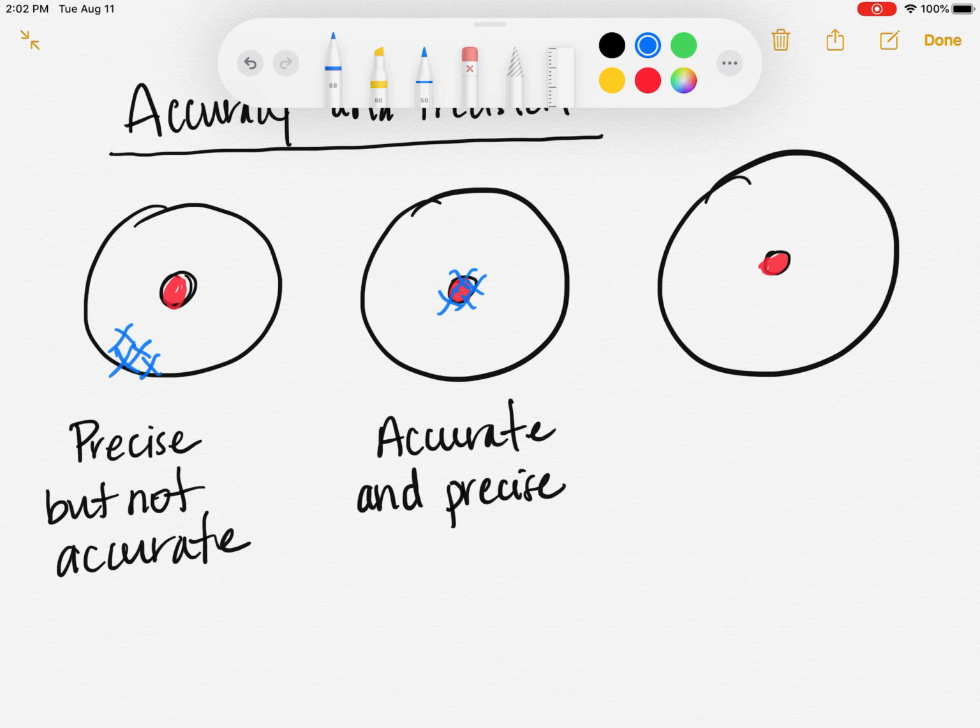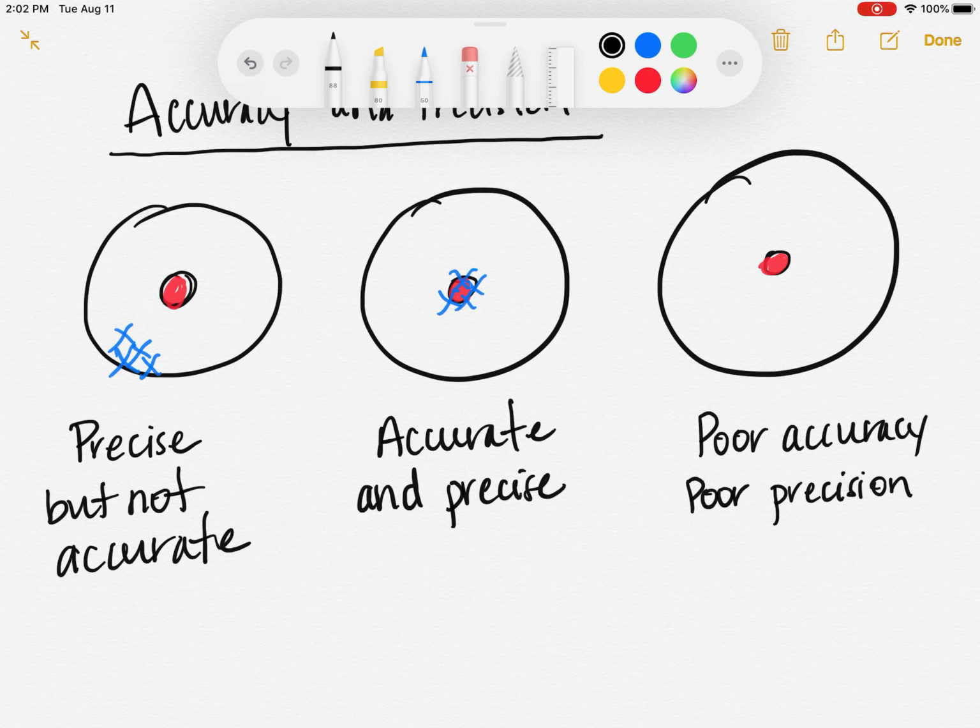Now, what about poor accuracy, poor precision? So what would this look like? Well, this would be a pretty bad dart thrower, right? Poor accuracy, they're not hitting the bullseye, and poor precision, they're all over the place. So maybe one here, one over here, one down here, and then one up here somewhere. That would be poor accuracy and poor precision.